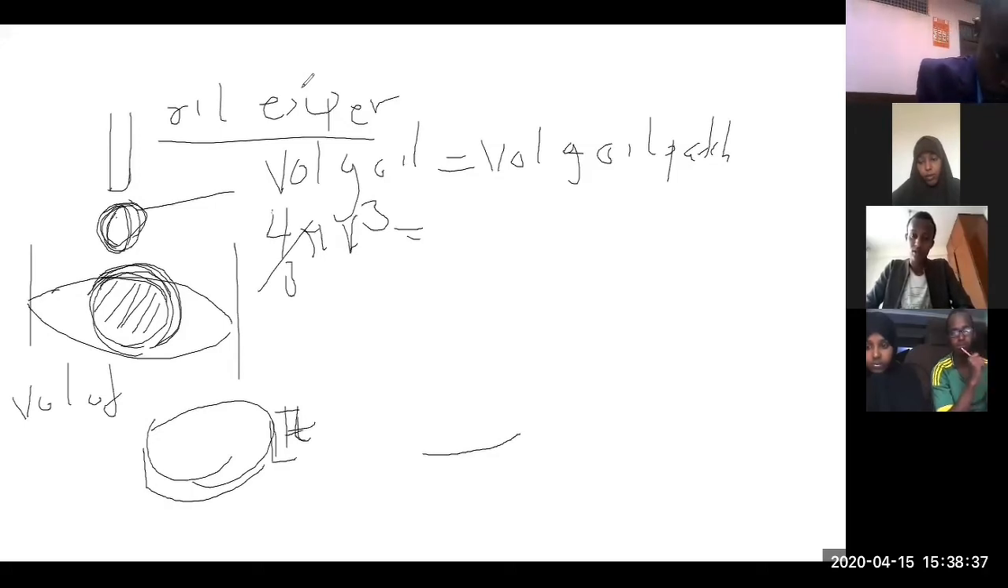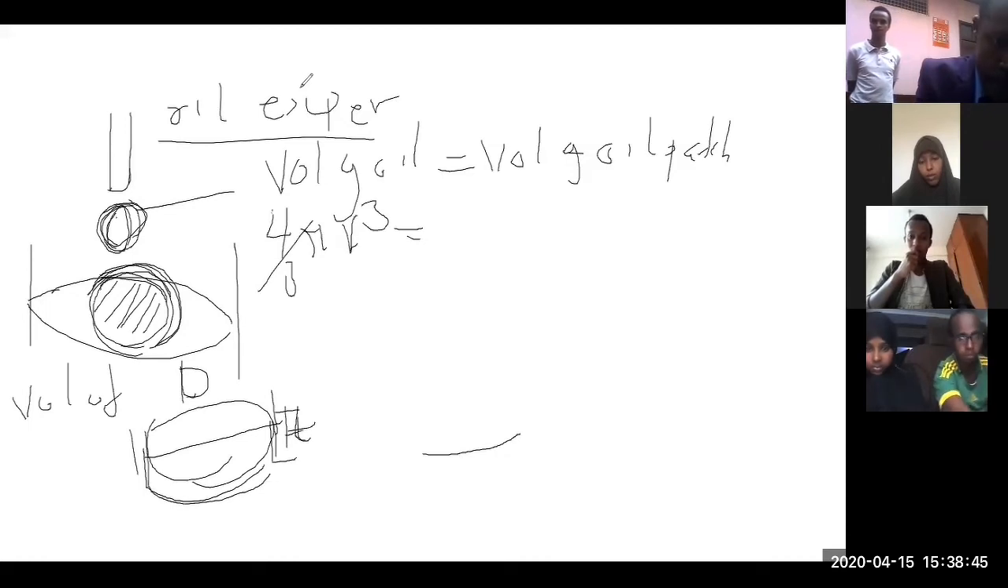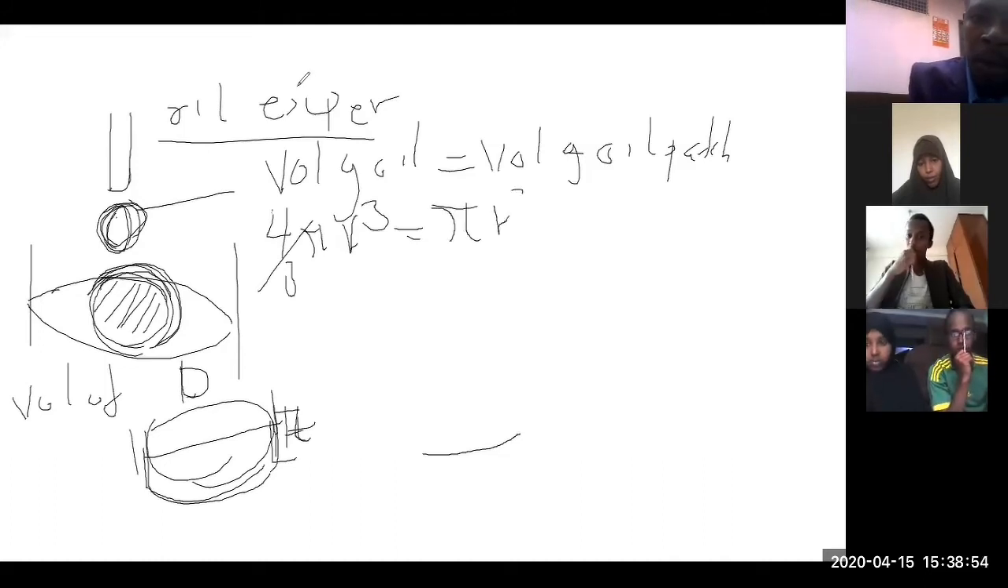Then this distance here is the diameter of the patch. So the volume of the patch is given as pi r squared, which is the area of the circular base, multiplied by the height or the thickness of the oil, T. So this is what we now relate.